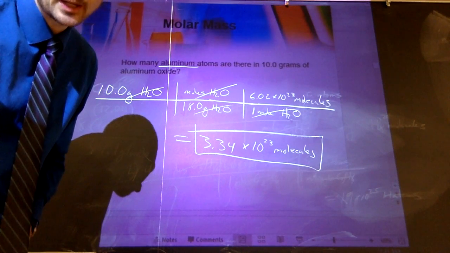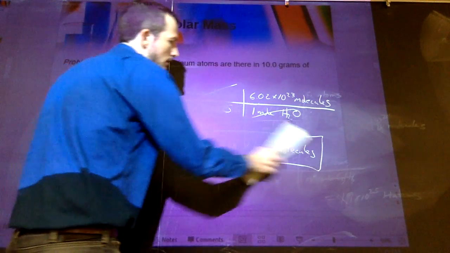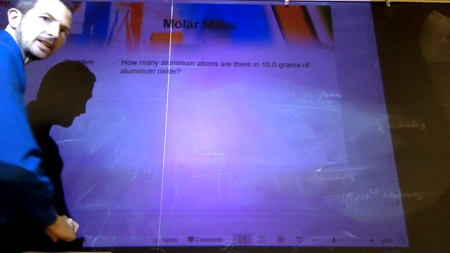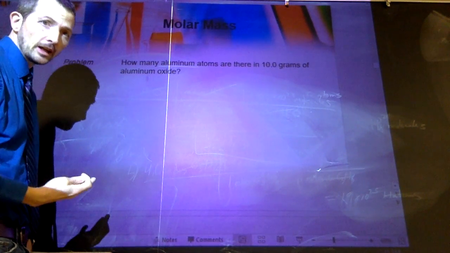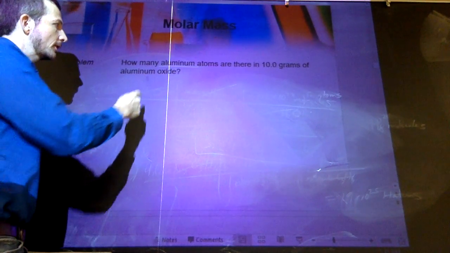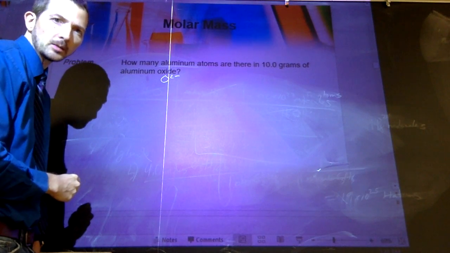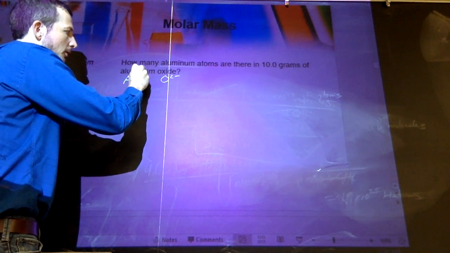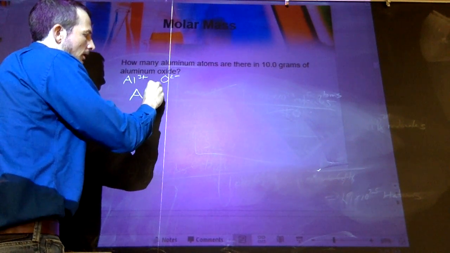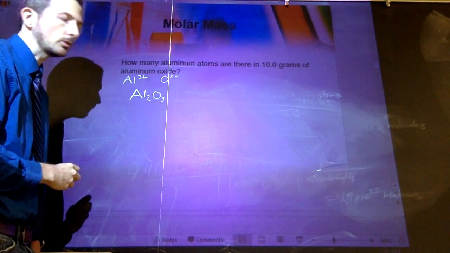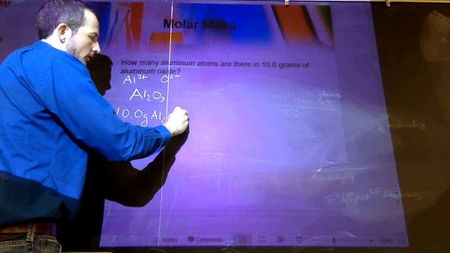It says, how many aluminum atoms are there in 10 grams of aluminum oxide? Getting even more difficult now because I'm not given the formulas. So I have to go way back and remember how to draw formulas from names. So aluminum oxide. I know oxygen, from the group number in the periodic table, has a 2 minus charge. Aluminum is in group 3, so it's a 3 plus charge. So to get the charges to balance out, my formula must be Al2O3. So I have 10 grams of Al2O3.